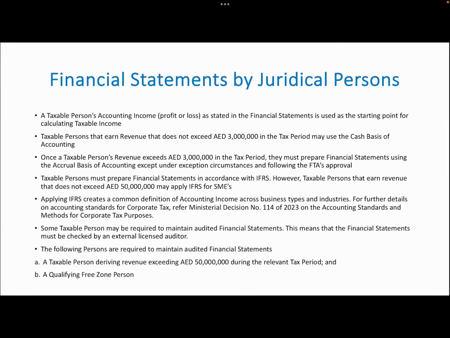Now, when you are preparing financial statements, many companies may end up preparing financial statements separately for corporate tax.